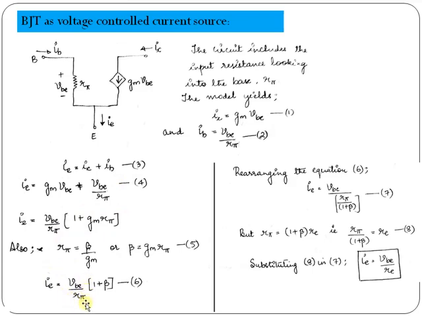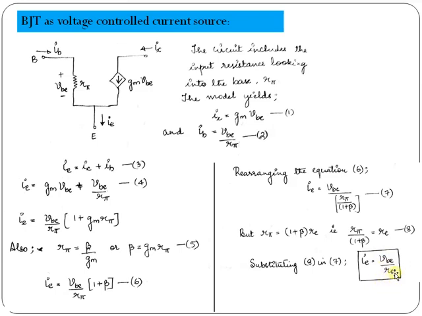If we rearrange this equation, we obtain the emitter current equal to VBE divided by R pi by 1 plus beta, and R pi is equal to 1 plus beta into RE, which we have seen earlier. Substituting equation 8 in equation 7, we get the emitter current equal to VBE divided by RE. So this is the emitter current, this is the base emitter voltage which is applied, and this is RE, which corresponds to the resistance seen when looking into the emitter terminal.